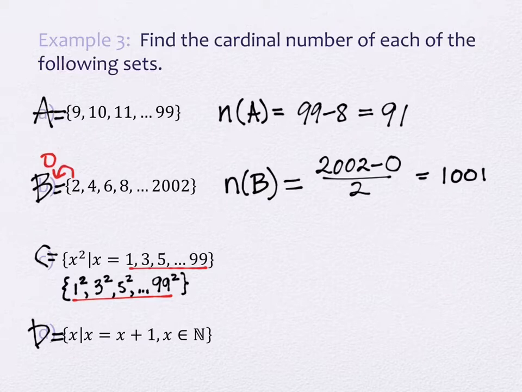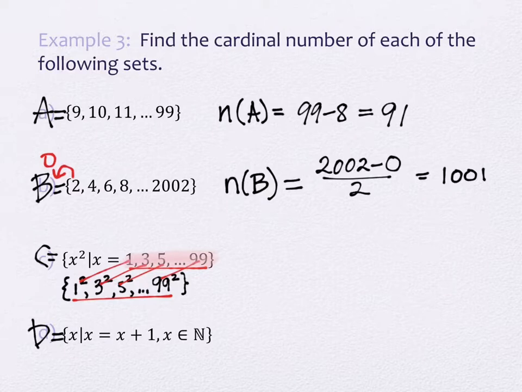Yes. Equivalent means I can put them in one-to-one correspondence. Right? The number 1 corresponds to 1 squared, 3 to 3 squared, 5 to 5 squared, all the way to 99 squared. They're in one-to-one correspondence. Why does it matter? Well, it doesn't matter if I talk about the set that's 1 squared, 3 squared, 5 squared, up to 99 squared, or the set that's 1, 3, 5, all the way up to 99. There's the same number of things, right? So I just need to know how many elements are there here.